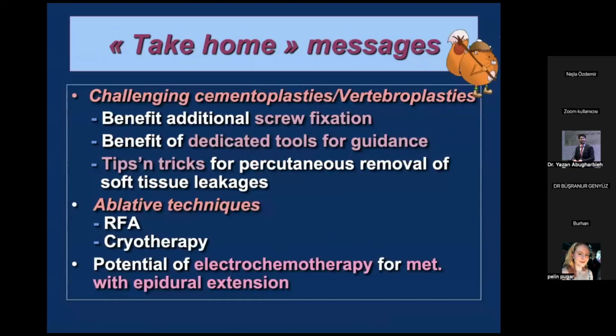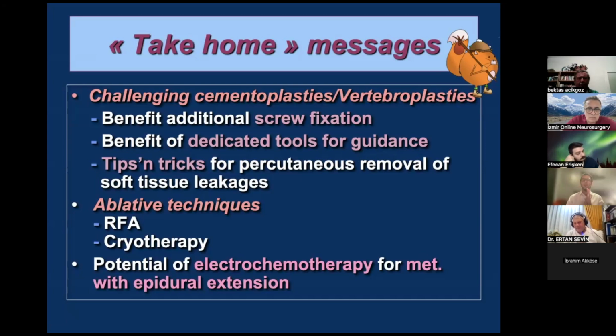So the take-home messages of this presentation. For challenging cementoplasty, vertebroplasty, there is a benefit of using additional screw fixation. It's very easy to do now with the tools we have: convenient CT guidance, or a dedicated electromagnetic tool to enhance the accuracy of the guidance. I showed you some tips and tricks to remove soft tissue leakage or malpositioned screws.